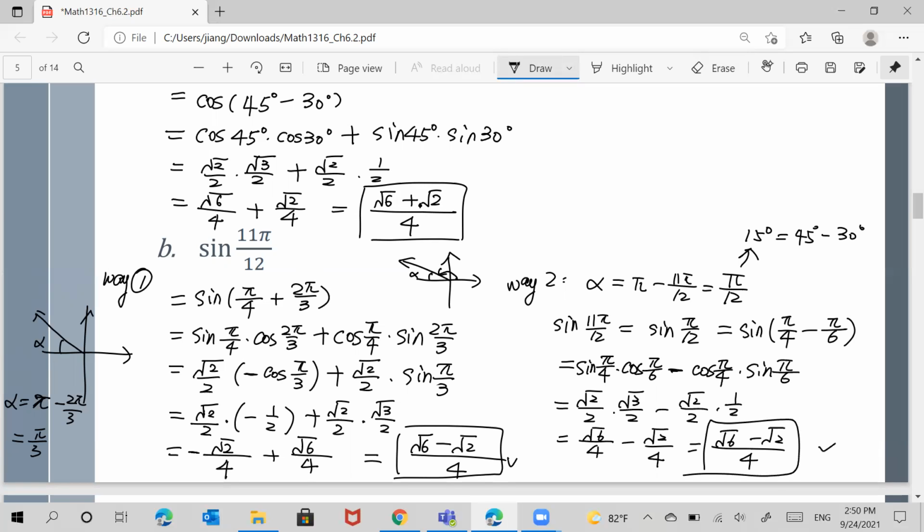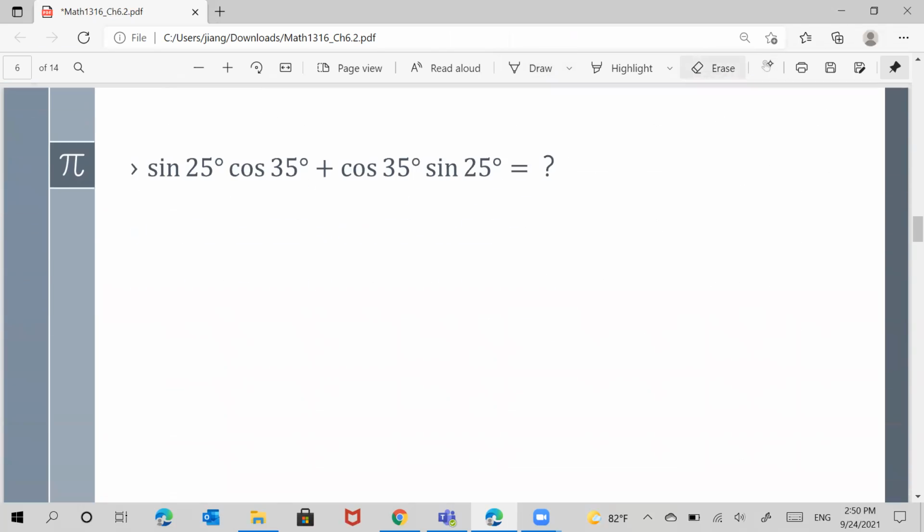You can choose whichever way you like. If you feel the first way is easy for you, use the first way to solve. And if you feel the second way, using the reference angle, is easy, choose the second way and you get the same answer. Let's move on to see the next one.